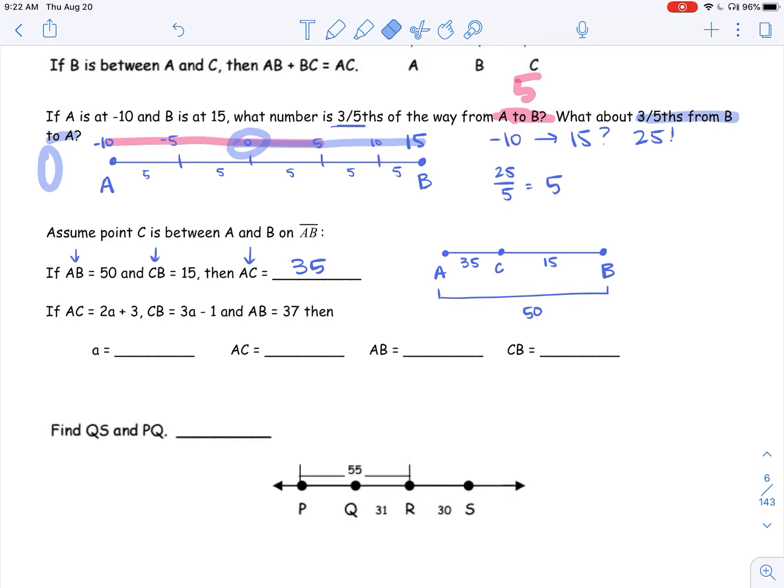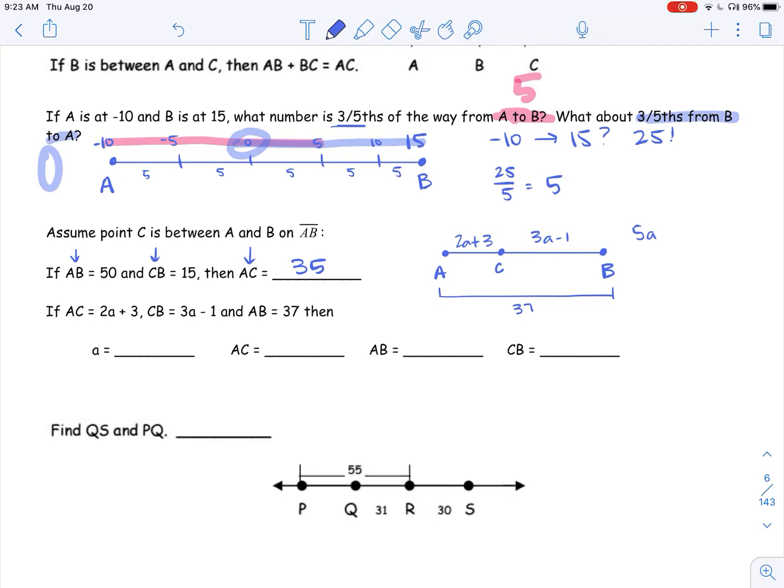So I'm going to go ahead and erase these out and work the next problem. AC has a value of 2A plus 3. CB has a value of 3A minus 1. And AB has a length of 37. So what I know is that if I add those two at the top, they should equal the one at the bottom. So 2A plus 3A gives me 5A.